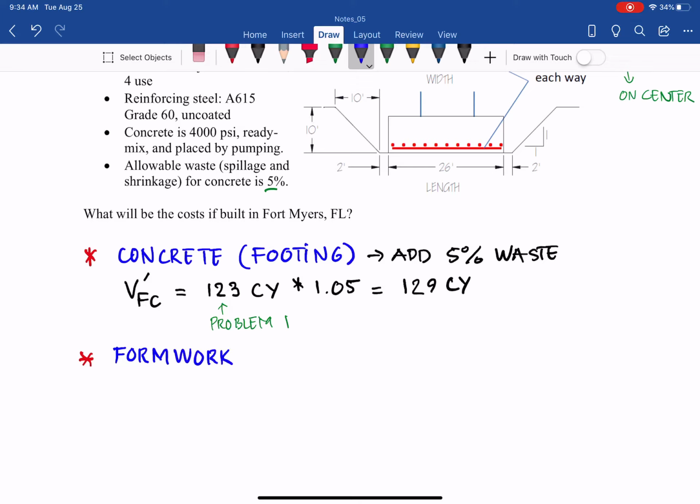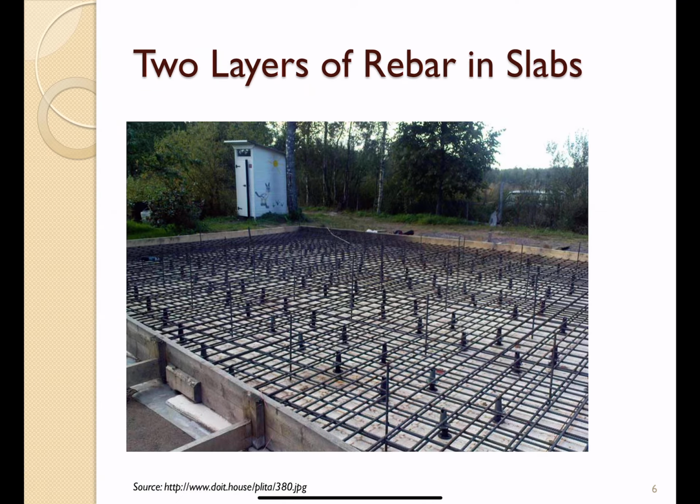What is that about? So as you can see here, this is the slab, and the formwork, basically the wooden part that you can see there. It will go surrounding the footing or the slab. So it is basically determined by the areas, the perimeter and the height of the formwork that contact with the concrete.